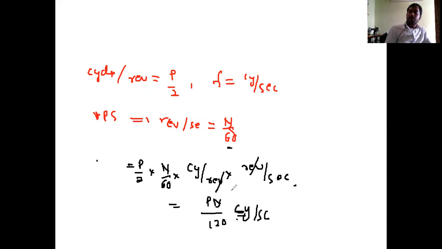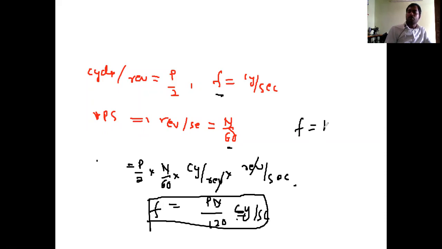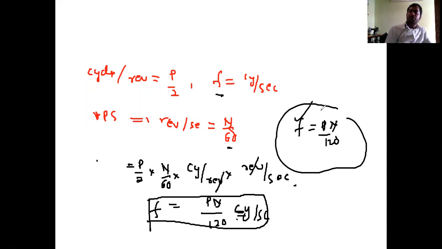Cycles per second is the unit of frequency. So frequency F is equal to PN by 120. This is the relationship between frequency, number of poles, and speed. N is the speed. From this, N is equal to 120 F by P.